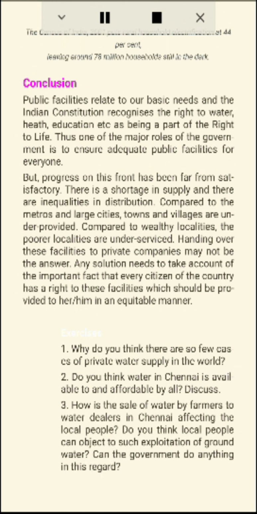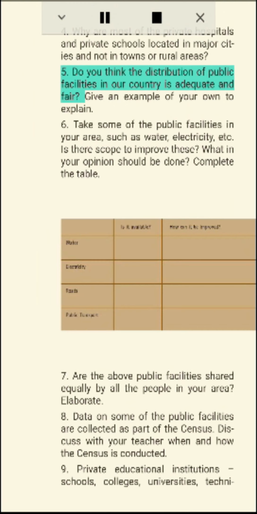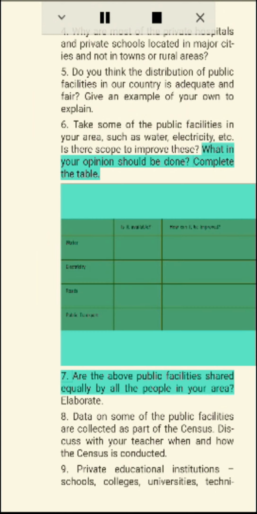4. Why are most of the private hospitals and private schools located in major cities and not in towns or rural areas? 5. Do you think the distribution of public facilities in our country is adequate and fair? Give an example of your own to explain. 6. Take some of the public facilities in your area, such as water, electricity, etc. Is there scope to improve these? What in your opinion should be done?